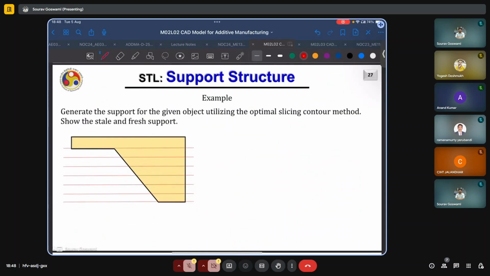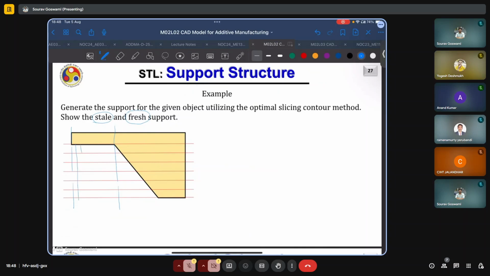Another illustrative example to show this. And here we'll discuss the concept of stale and fresh support. We see that for this region, it is printed at the very last, given our layer height thickness. But to support it, we have to deposit the supports from the very first layer. But it is used at the very end and not for, say, the immediate next layer or the next few layers. So this is the region of stale support.